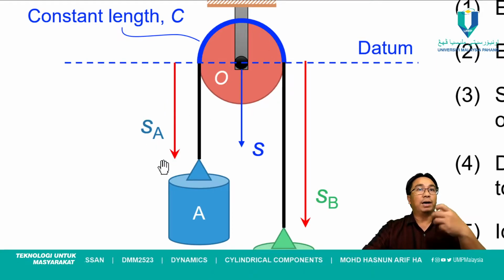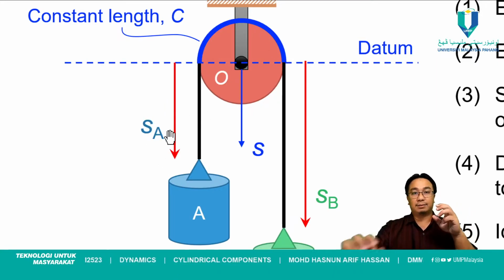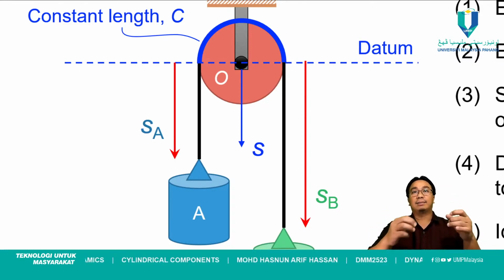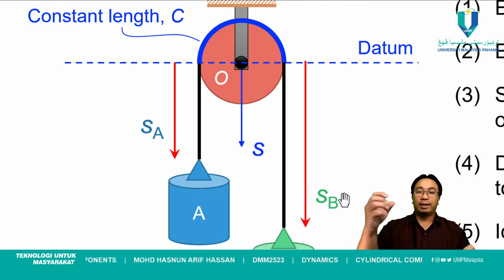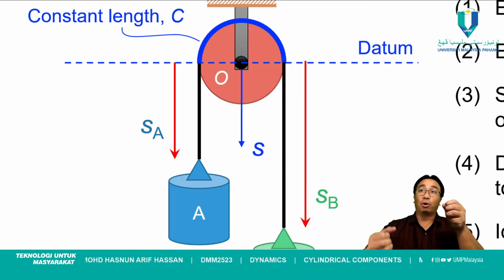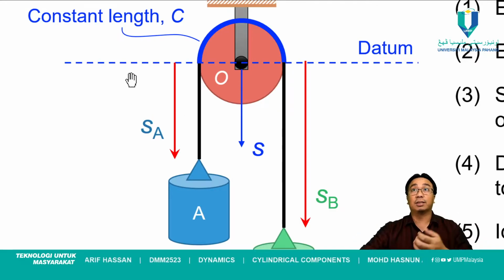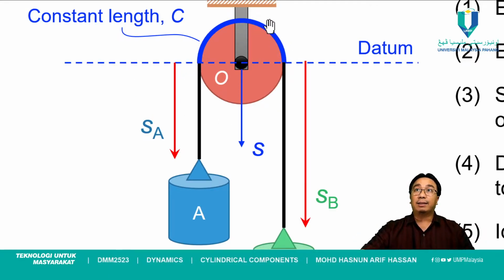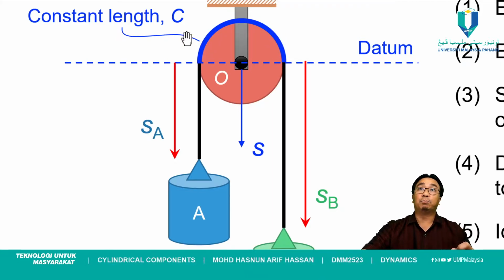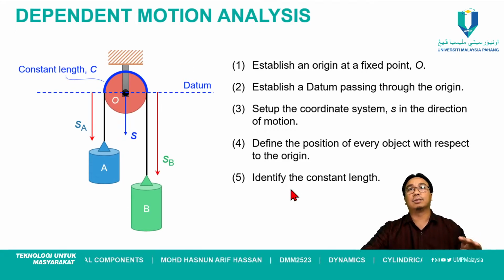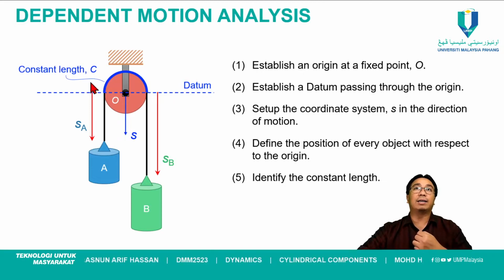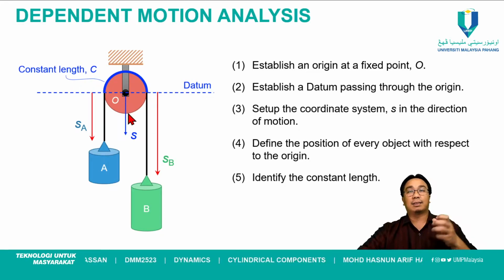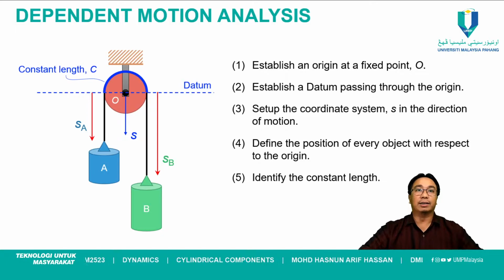SA akan berubah with time. So, as the time goes, SA akan jadi semakin pendek. Same goes for SB. As the time increase, SB will become longer. That is the position. But this length of the rope of the cord around the pulley, around the top pulley here is constant. Length dia constant. So that is step number 5, which is to identify the constant length dalam kita punya figure ini.